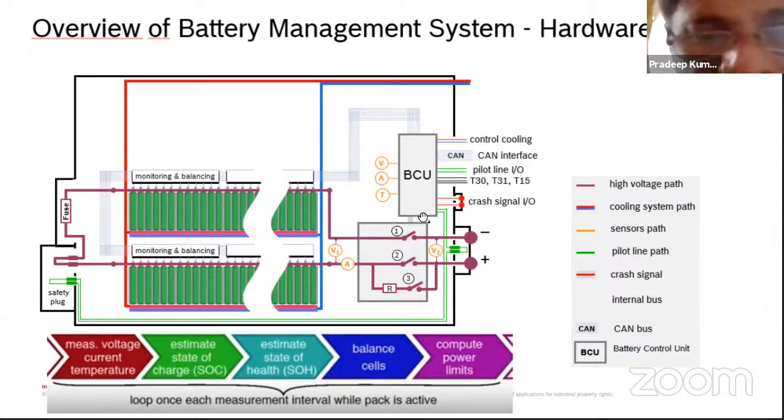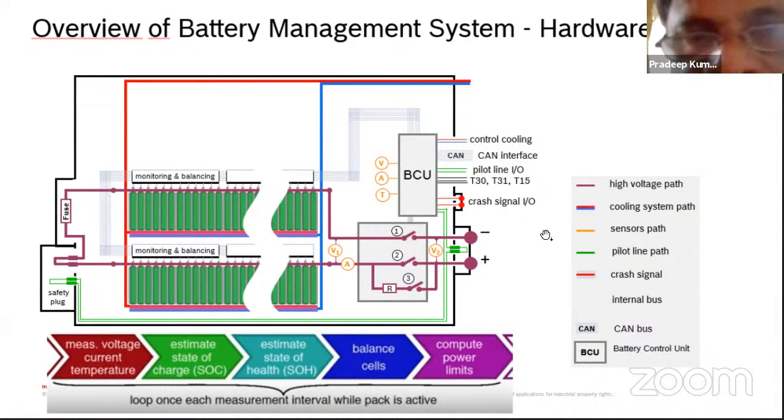So what happens when contactors 1 and 2 close is that the battery is connected to the inverter, where the inverter will convert this DC voltage into AC voltage and send it to the motor. Parallel to this, there is something called a big capacitor, and that capacitor is called a DC link capacitor. You can see that when it is closed, this capacitor gets charged, and from the capacitor it goes to the inverter.